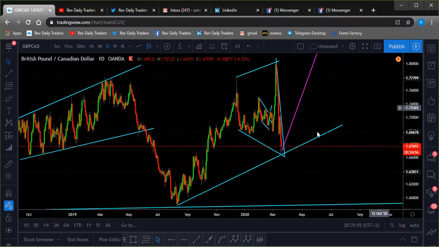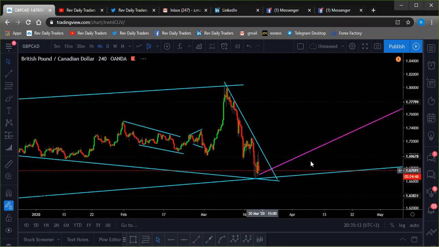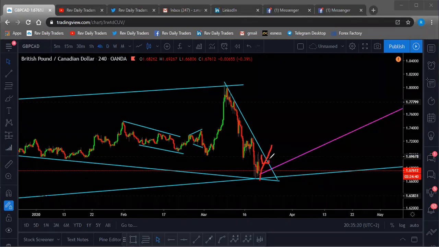Because at the moment, it gave us a strong down move. Then to buy here, you have to wait for it to break aggressively and correct here, and then get a trade, okay? On 4 hour, this is pound CAD.